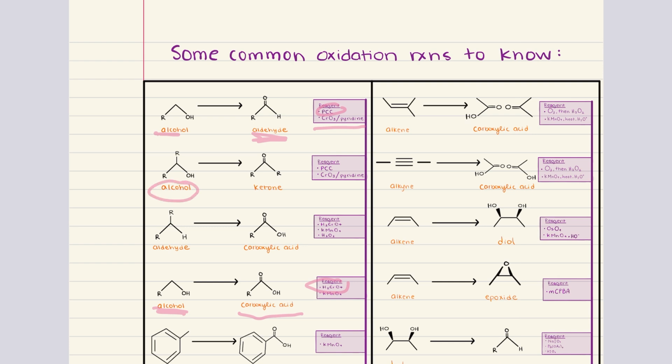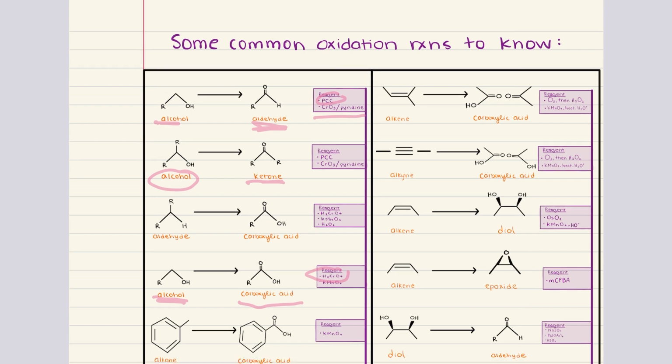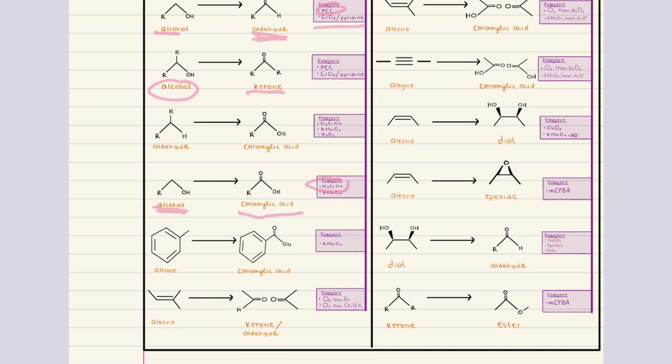As for secondary alcohols, they undergo oxidation to form ketones using PCC or chromium trioxide in pyridine. Unlike aldehydes, ketones do not have a hydrogen atom attached to the carbonyl carbon, so it prevents further oxidation under normal conditions. Aldehydes, they can be further oxidized to carboxylic acids using chromic acid, or potassium permanganate.